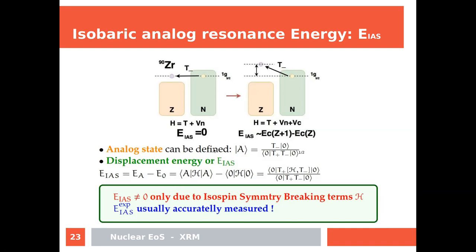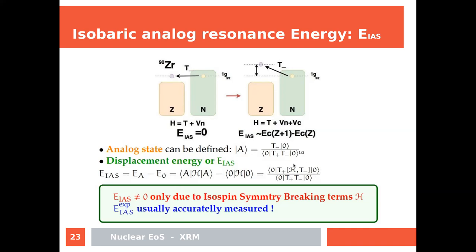After giving you this simple picture, one can define the analog state as the T minus operator acting on the ground state and conveniently normalized, and call the displacement energy, or the energy of the isobaric analog state, the difference between the energy of the analog state minus the energy of the ground state. After doing that, you end up with this expression here, where you see a commutator between the Hamiltonian and the T minus operator. So if my Hamiltonian is isospin symmetric, this will be zero. If there is no Coulomb interaction, for example, this will be zero, as you have seen clearly in this picture here.